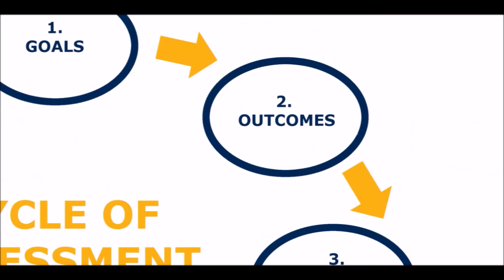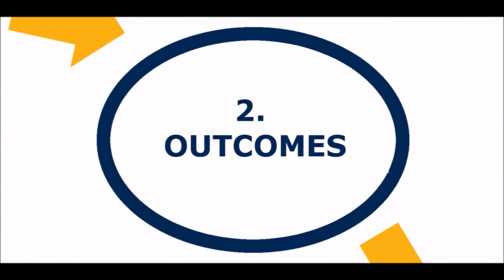The second step is outcomes. Outcomes are what should occur when the goals are met. They are related to behavior, skills, knowledge, attitude, values, and conditions.